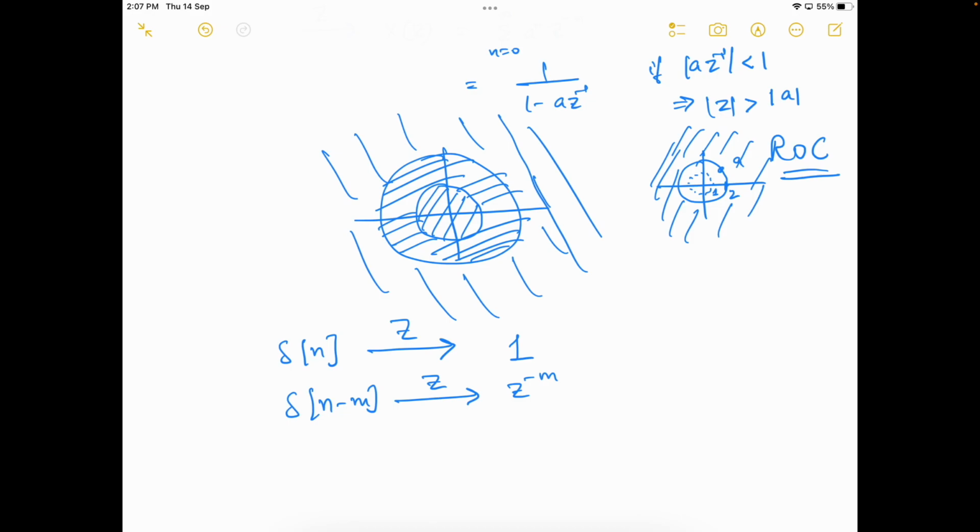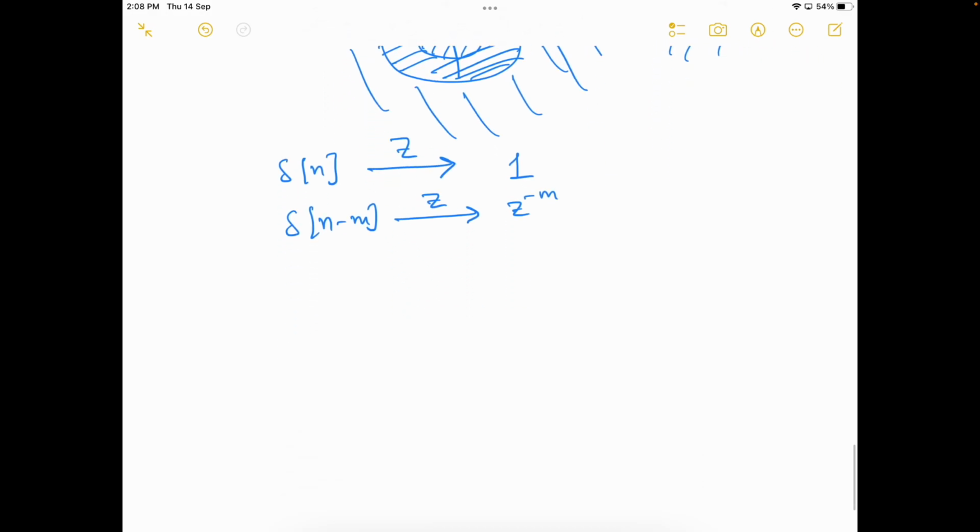I may not ask you questions which cannot be solved by using concepts discussed in the class. Okay? But still, if you know the concepts of DTFT and the Z transform, that will be helpful.